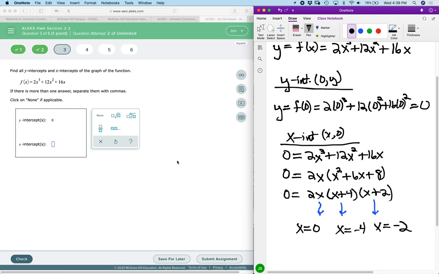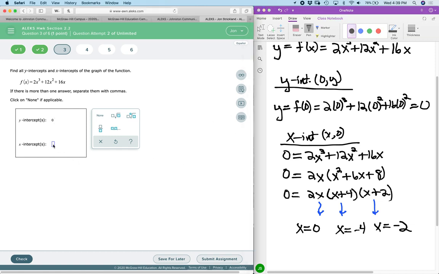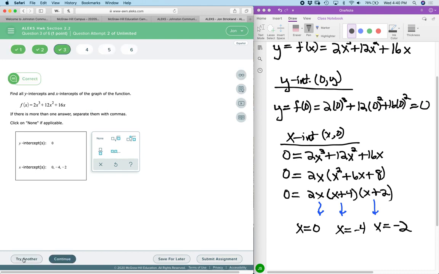So we can say that for the x-intercepts, I'm not going to put in the y-coordinate, just the values of x. So we have 0, -4, and -2, and checking the result, that is correct.